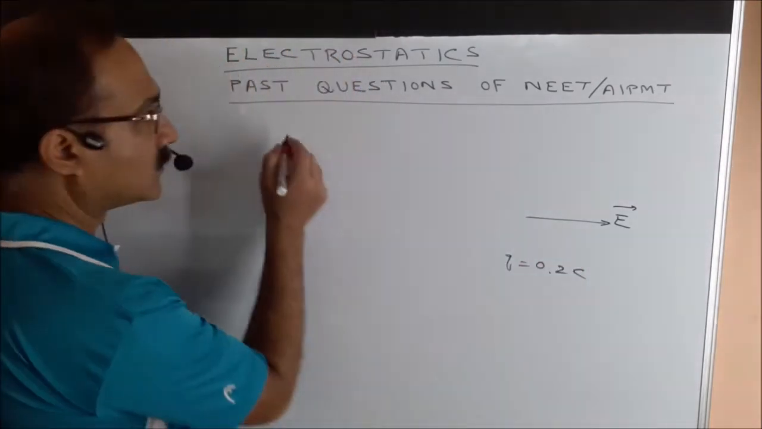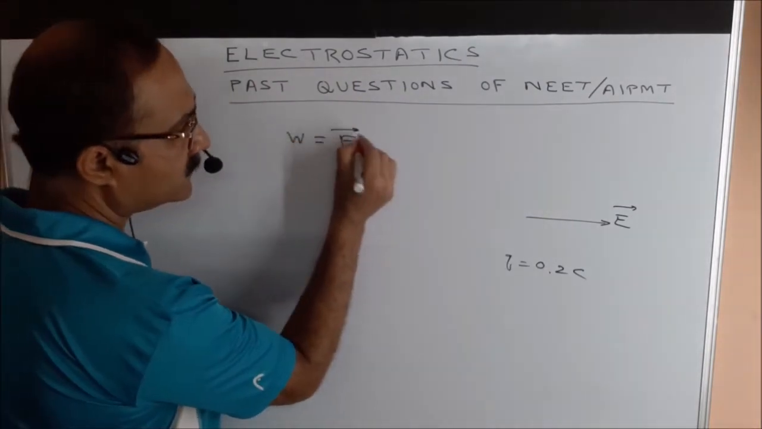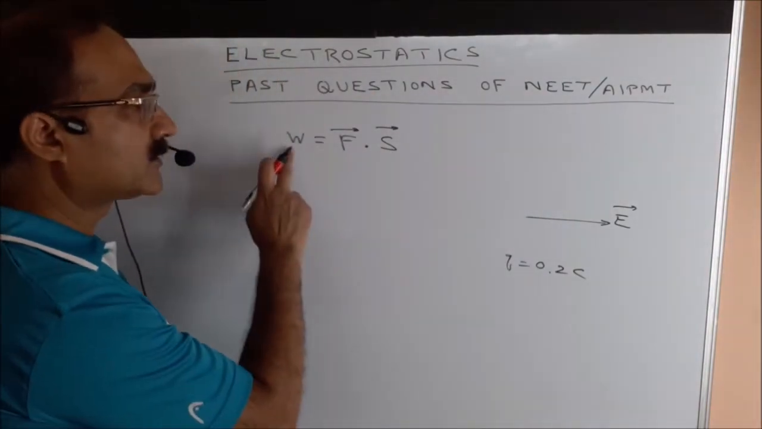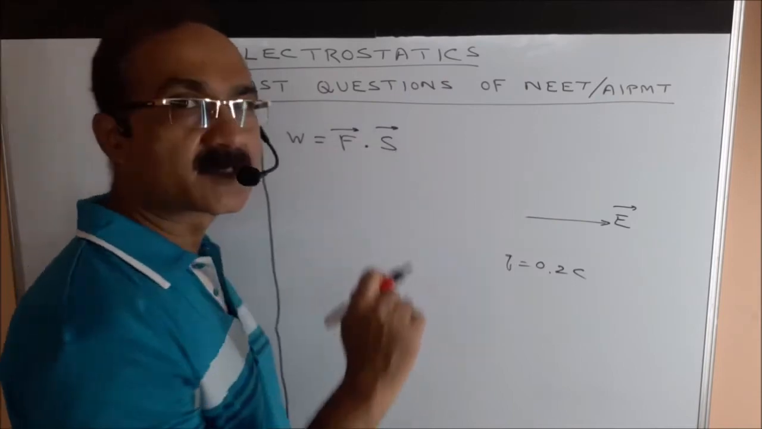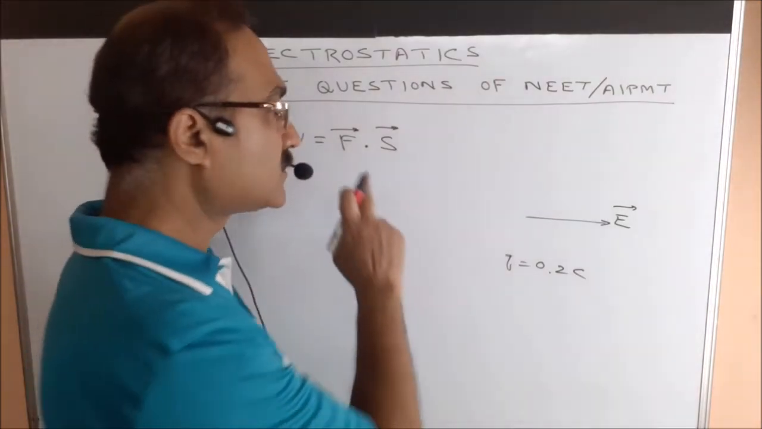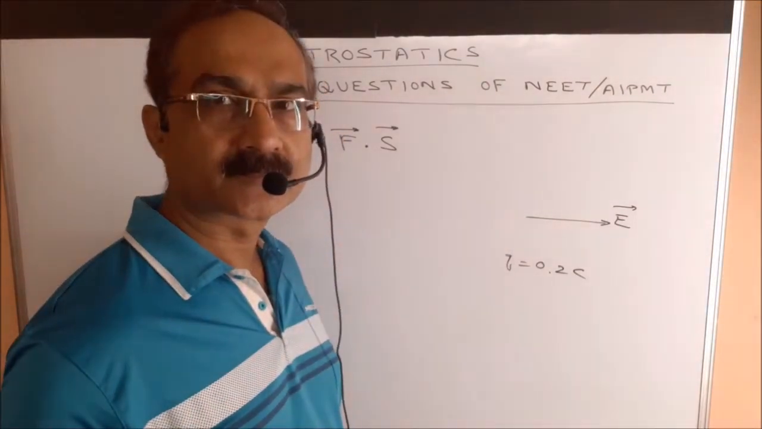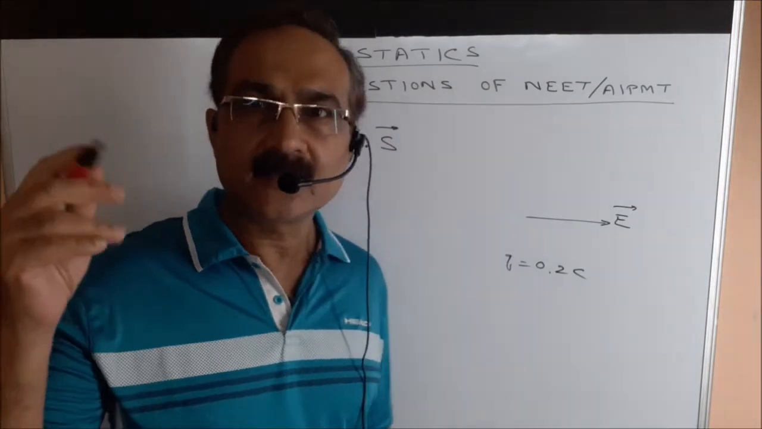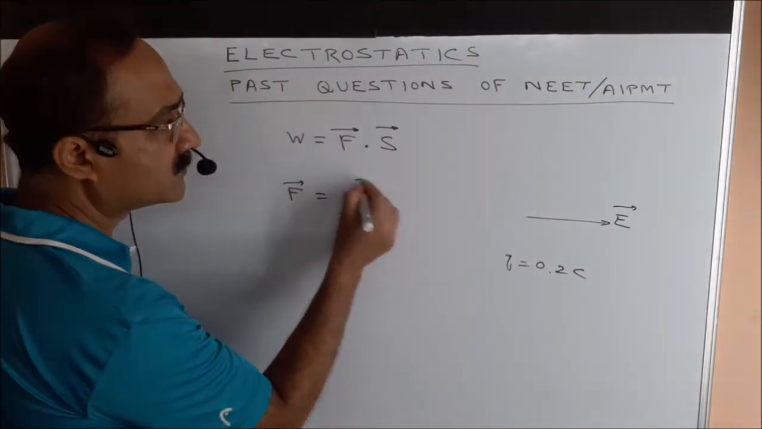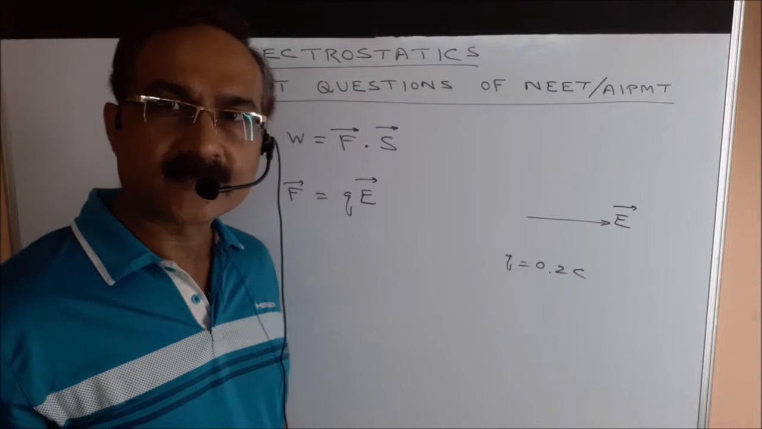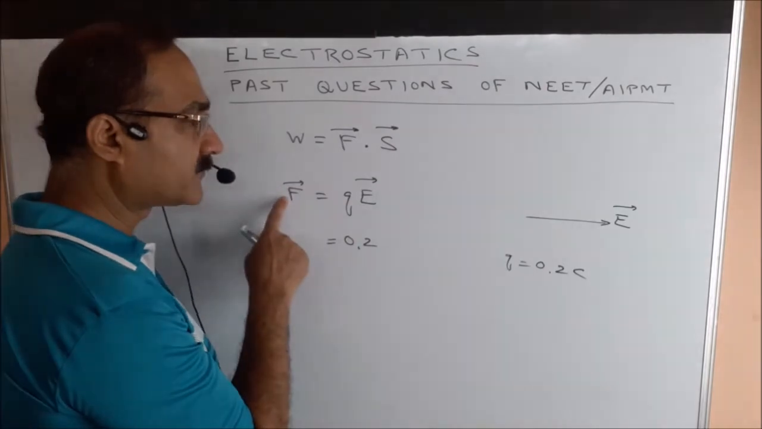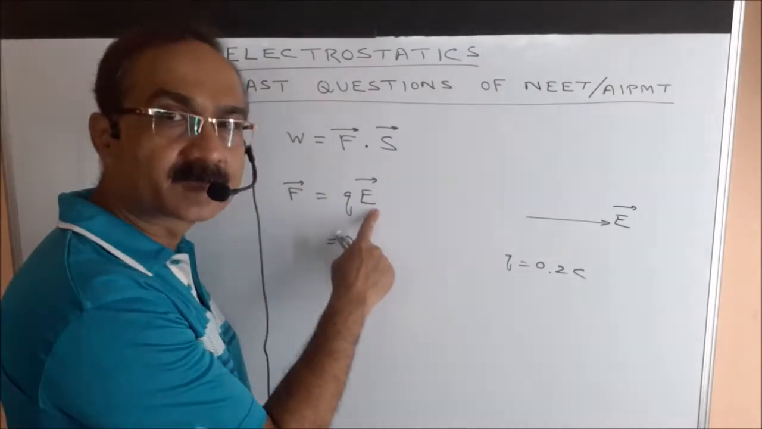We all know work done is force dot displacement. Now the value of work done is given, the value of displacement is given. Now about this force, what is the force on this charge Q? Which formula? Formula number 8. What was that formula? The force was Q into E, right? So if you think about it in vector notation, the direction of force will be the same as the direction of the electric field.